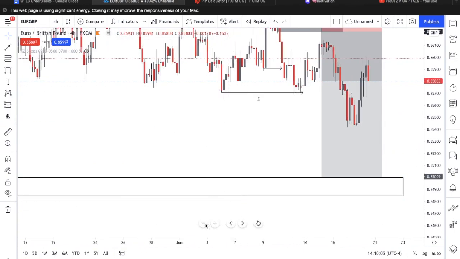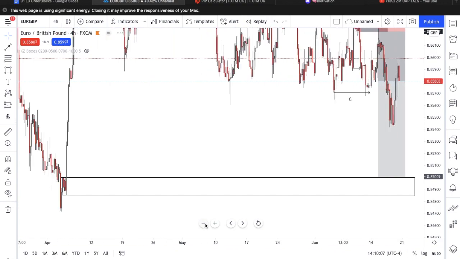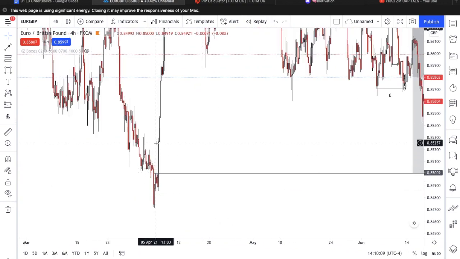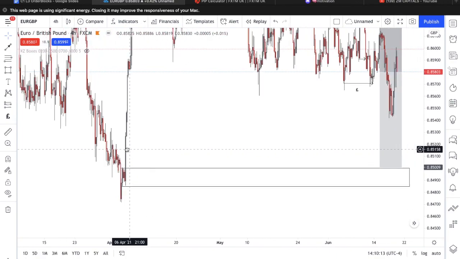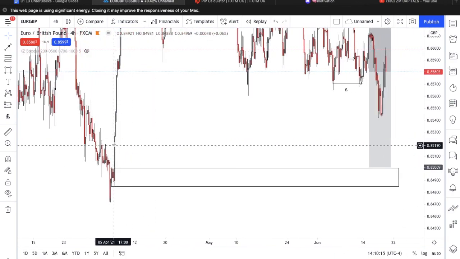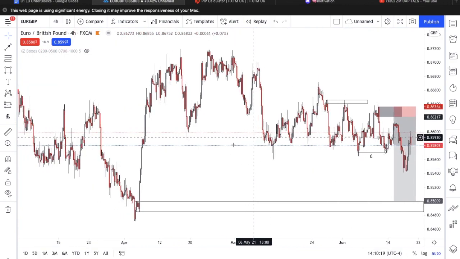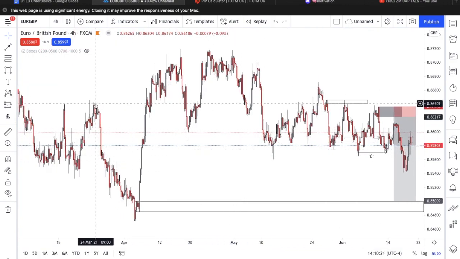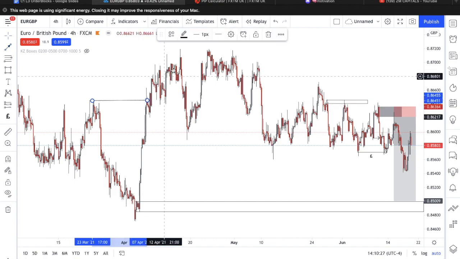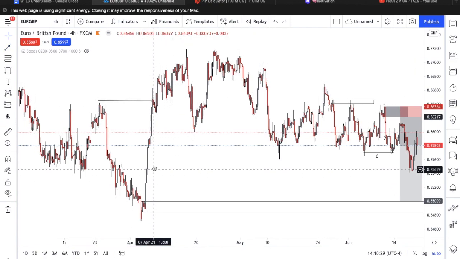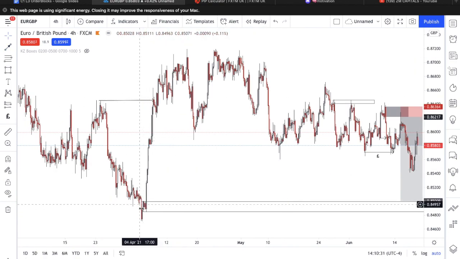Reason being is because if you zoom out, we have all of this imbalance, which I'll be teaching you in lesson 4, but essentially I would like all of this imbalance to be filled in. And now that you lot understand the order block concept, right? Now, what do we have over here? We have a break of structure, right? Now that we have that break of structure, this would be deemed as our order block, right?